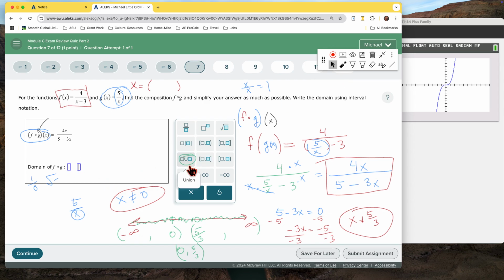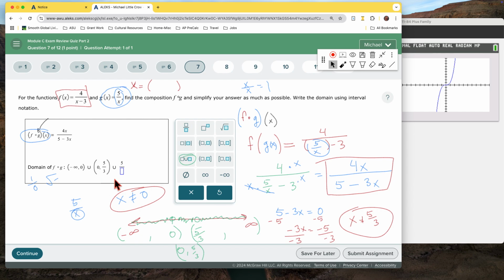Okay, so I'm going to go with this. In this first one, we're going to use 2 parentheses, right? And we can go from negative infinity until 0. This one, we're going to go from 0 to 5/3. The parentheses, 0 to 5/3. And then I need one more union. So let's see if I can just do that. Yeah, it worked. 5/3 to infinity.